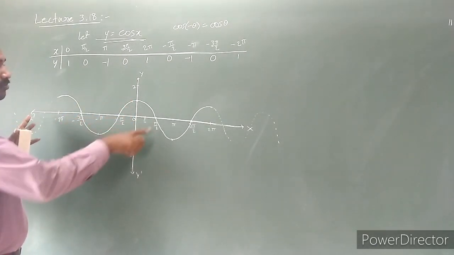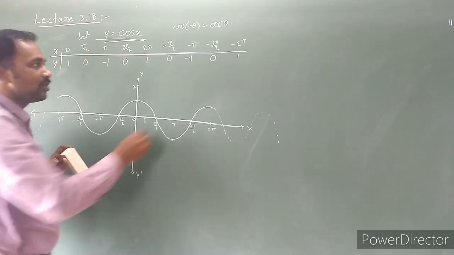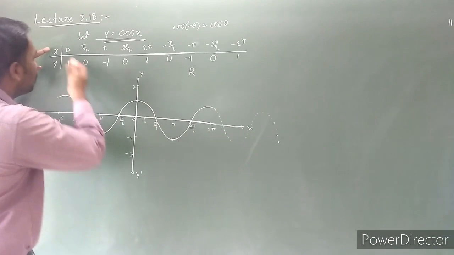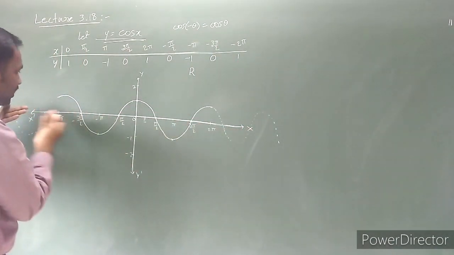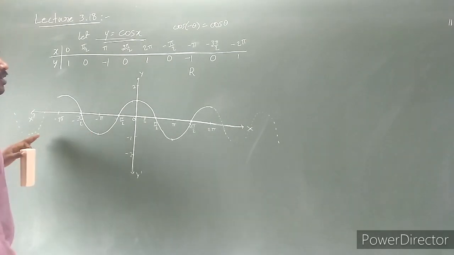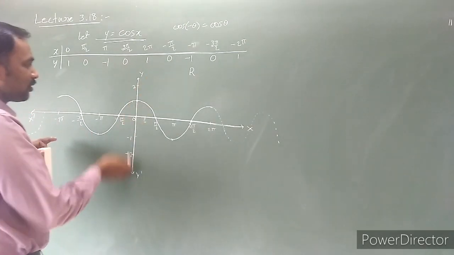Domain, you can observe that from this graph, the domain of the cos function. What is the domain of the cos function? Set of all the real numbers. That means x values are taken from all the real numbers. Here it is positive infinity, here it is negative infinity. Similarly, the domain is over.